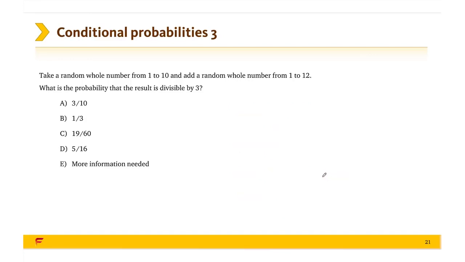Okay, so if you take a random number 1 to 10, what matters actually is the residuals that we're gonna get in this case. So I'm gonna write out 1, 2, 3, 4, 5, 6, 7, 8, 9, 10. So the residual here is 1, 2, 0, 1, 2, 0, 1, 2, 0, 1. The interesting thing is here we have more residuals of 1 than residuals of 2 and 0. So this would suggest that we would need to take this fact into account and calculate the probability of getting the residual of 2 when we get a random number from 1 to 12. But this is actually not necessary, as I'm going to show you right now.